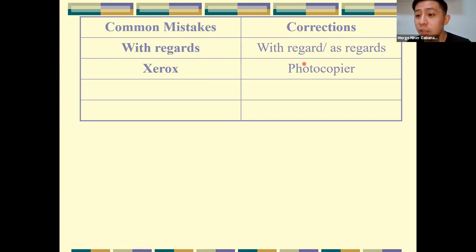With regard, both of them don't contain an S. As regards, both of them contain an S in the end. So, with regard, as regards. Sir, nalilito ako. Regarding. About. So, either use about or regarding if you cannot follow with regard or as regards.